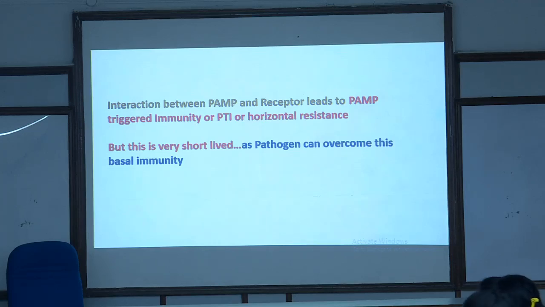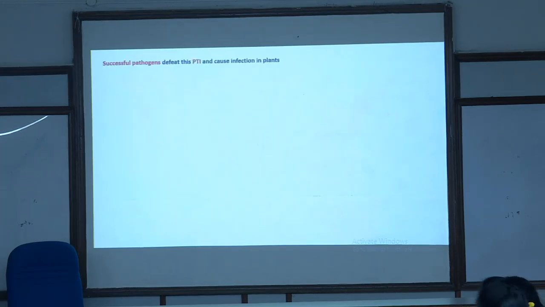So that means something else is really operating beyond this PTI, right? The point here is that PTI is very short-lived, or rather it is going to be nullified by the microbe, which happens to be a pathogen, right? The pathogen can overcome this basal immunity because the pathogen also would like to evolve, complete its life cycle, and enlarge its population in a system. So they need resources, and the resources are from the plant side. That means they evolved a mechanism to make this PTI null and void. That is possible for the pathogen by completely different mechanisms, right? Let's see what that is.